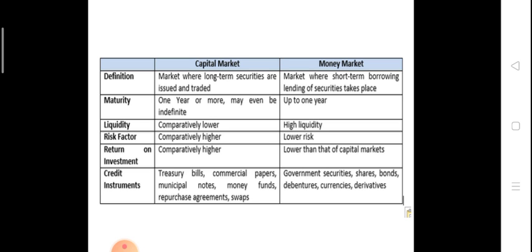Now the next basis is return on investment. Return on investment is comparatively higher in the capital market and lower in the money market. Last one is credit instruments, the instruments where we invest our money. Capital market instruments are government securities, shares, bonds, debentures, currencies and derivatives. And money market instruments are treasury bills, commercial paper, municipal notes, money fund, repurchase agreements and swaps. So students, the last point is swap with each other. I hope you all understand that.